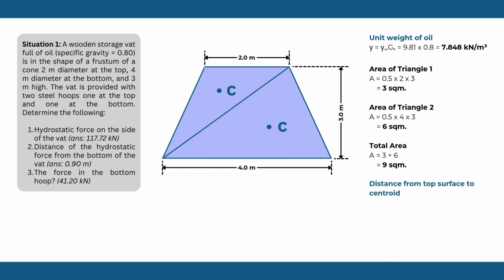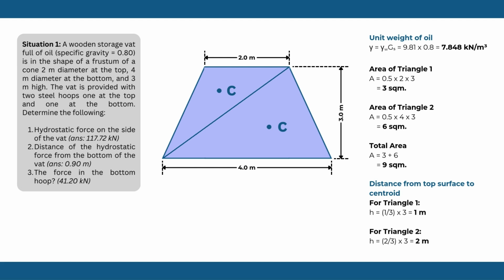And getting the centroid for the following triangles naman, gawin nating reference line yung top height ng figure natin. For triangle 1, yung distance ng centroid niya from the reference is 1/3 of the height, giving us a value of 1 meters. And as for triangle 2 naman, ang distance ng centroid niya from the reference is 2/3 naman ng height, giving us a value of 2 meters.